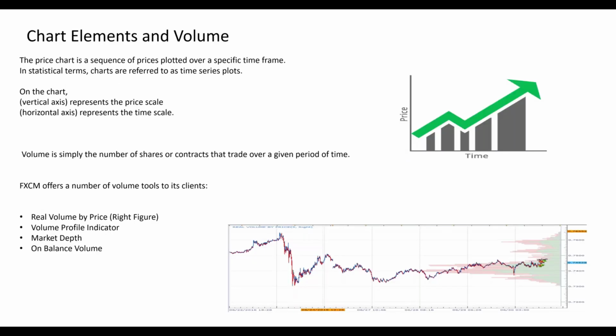Chart elements and volume. The price chart is a sequence of prices plotted over a specific time frame. In statistical terms, charts are referred to as time series plots. Now on the chart, the vertical axis will represent the price scale and the horizontal axis will represent the time scale. Volume is simply the number of shares or contracts that trade over a given period of time.